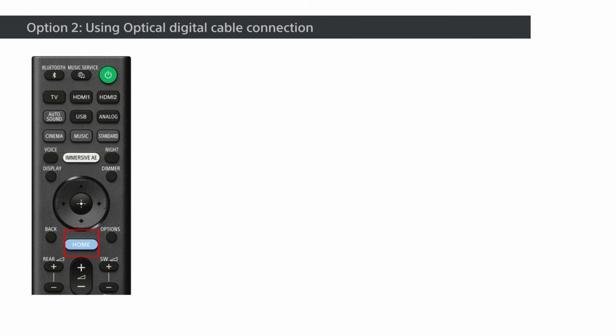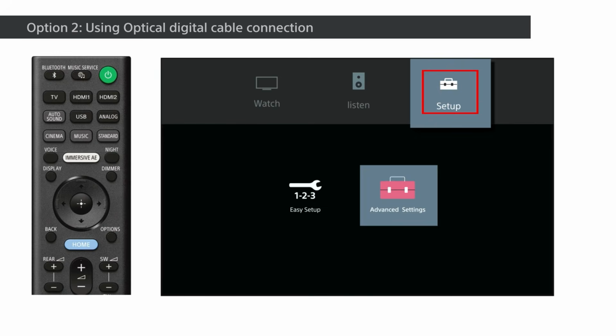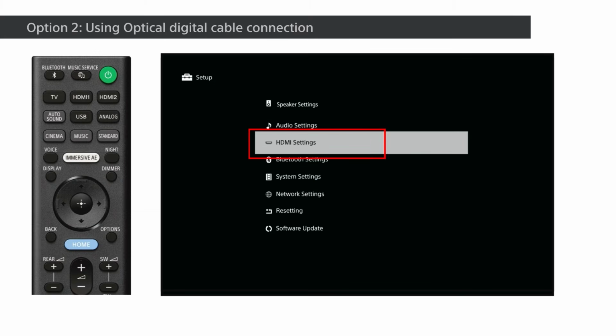Press Home on the speaker system remote to go to Home screen. Go to Setup. Then Advanced Settings. Then choose HDMI settings. In the HDMI settings on the speaker system, set the audio return channel ARC or TV audio input mode to off.